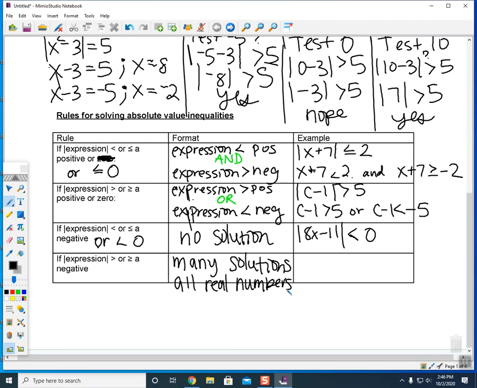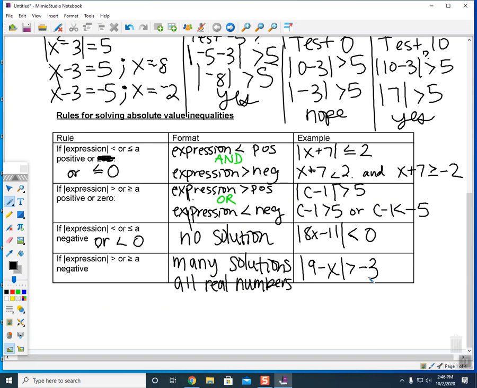So if you think about it, the absolute value of something is always positive, and we've already established that. I've drilled that into you, right? The absolute value of something is always going to be positive. And so if I'm comparing the absolute value of something to a negative number, my positive number is always going to be greater than my negative number, right? So for example, if I have the absolute value of 9 minus x is greater than negative 3, something like that.